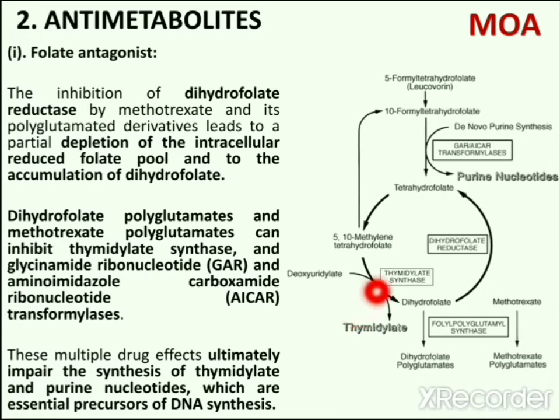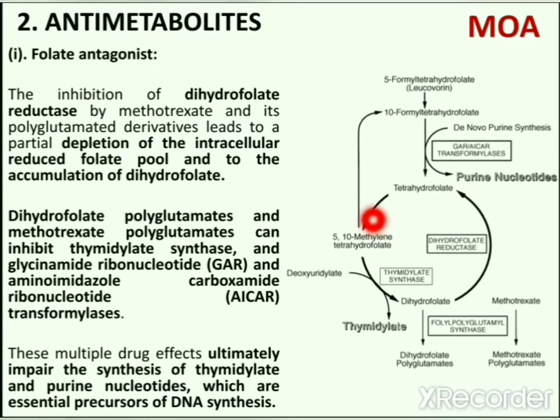First of all, folic acid is converted into dihydrofolate, which is further converted into tetrahydrofolate in the presence of dihydrofolate reductase. Tetrahydrofolate converts into 5,10 methylene tetrahydrofolate. Furthermore, 5,10 methylene tetrahydrofolate is converted into 10 formyl tetrahydrofolate, which results in de novo purine synthesis, where the term de novo represents new purine synthesis.